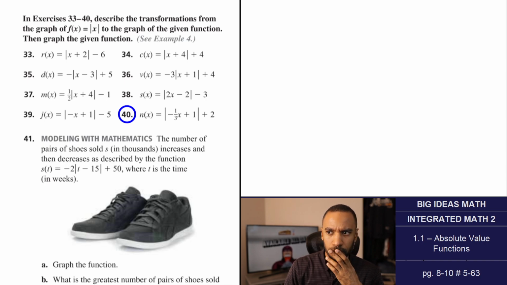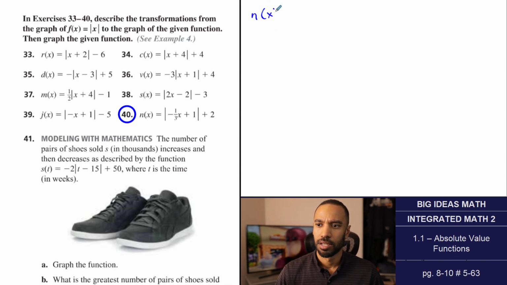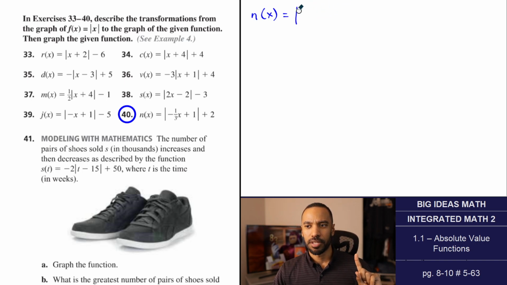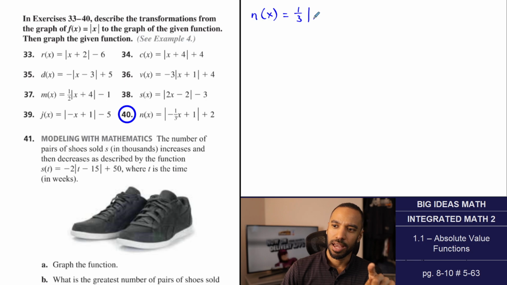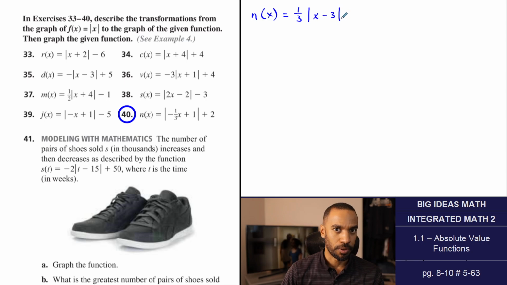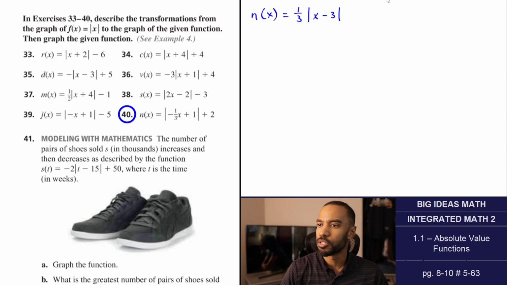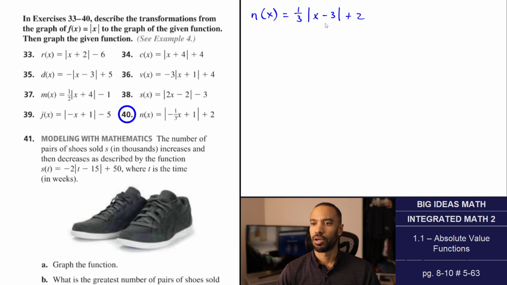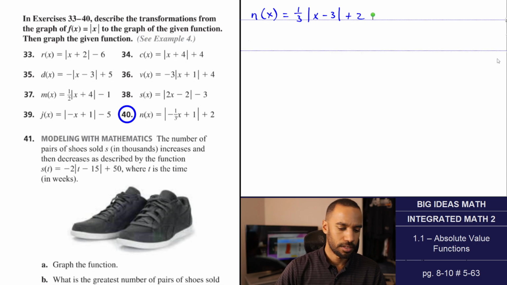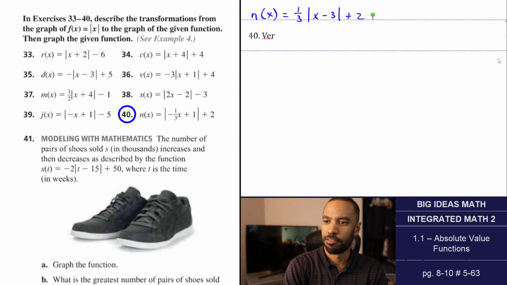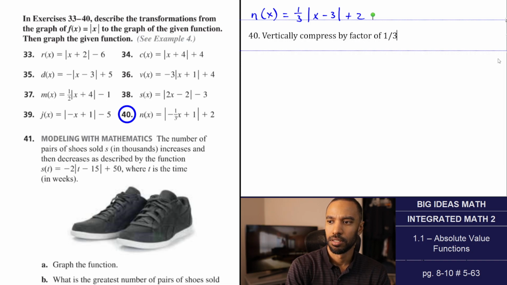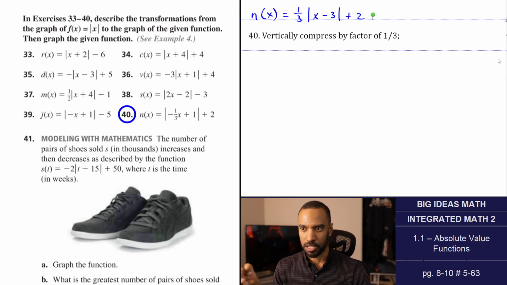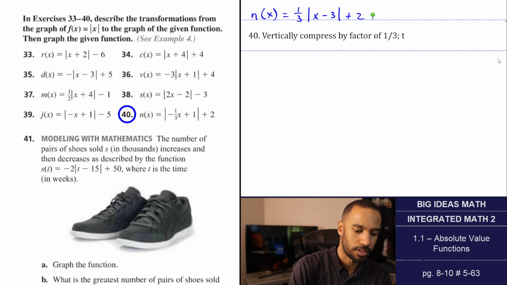Got to rewrite that one. N of x equals absolute value of... Oh, excuse me. We're going to factor the -1/3 out. Take its absolute value, becomes 1/3. You factor the -1/3 out, this becomes x minus 3. If you think about -1/3 times -3 is +1. And what's that? +2? +2. Okay. So number 40, we are vertically compressing by a factor of 1/3. Prove my typing by saying this first. Translate 3 units right and 2 units up.